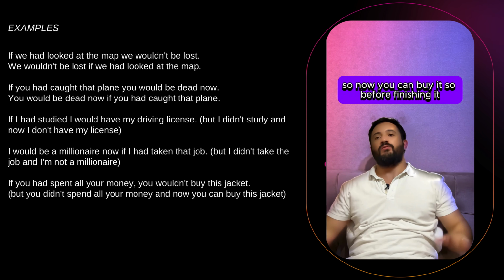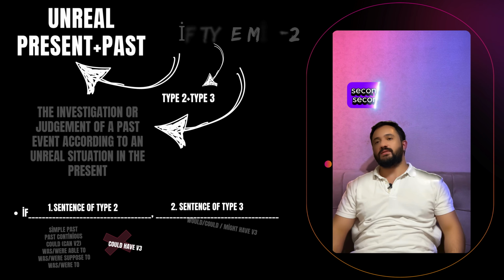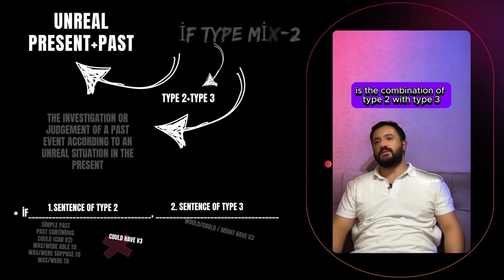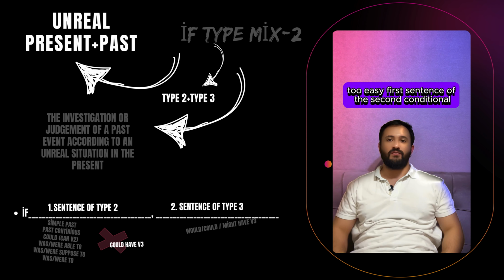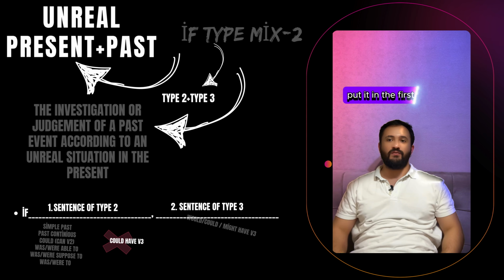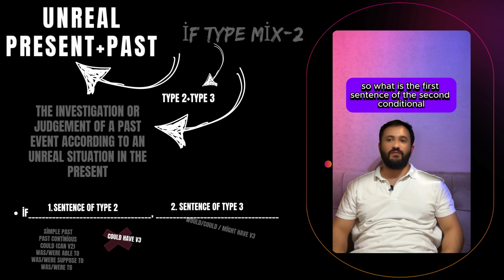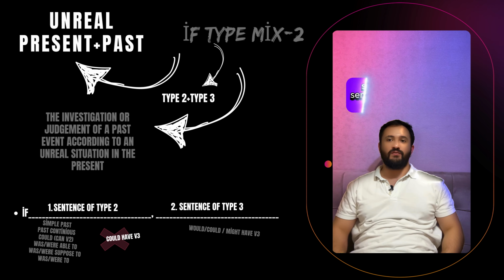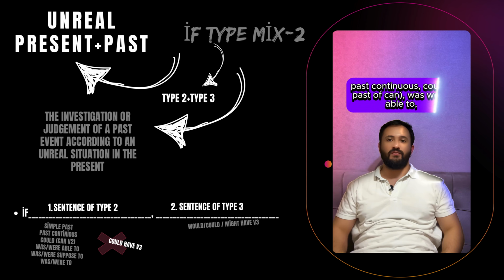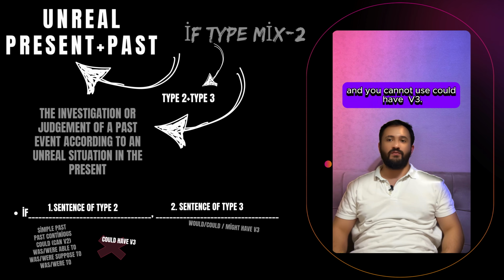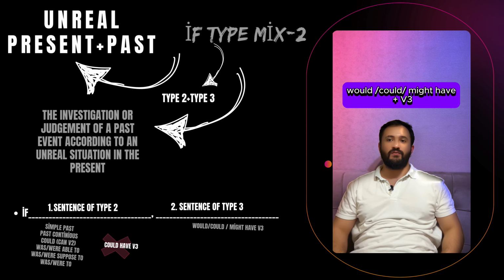So, before finishing, the second mixed conditional. The second mixed conditional is the combination of type 2 with type 3. Too easy. First sentence of the second conditional, put it in the first sentence. Second sentence of the third conditional, put it in the second sentence. So, what is the first sentence of the second conditional? Simple past, past continuous, could, past of can, was/were able to, was/were supposed to. And you cannot use could have plus verb 3. Second sentence of type 3: would, could, might have plus verb 3.